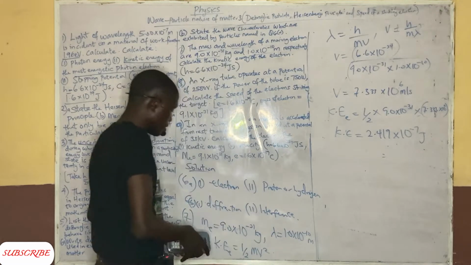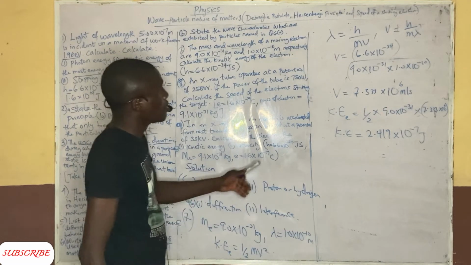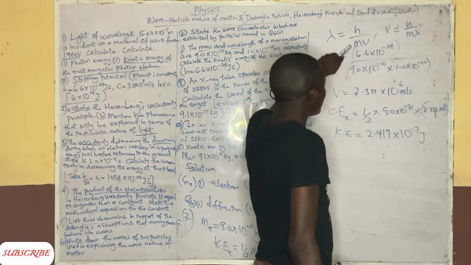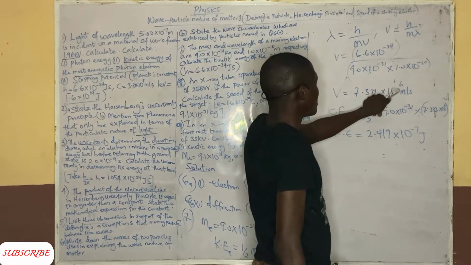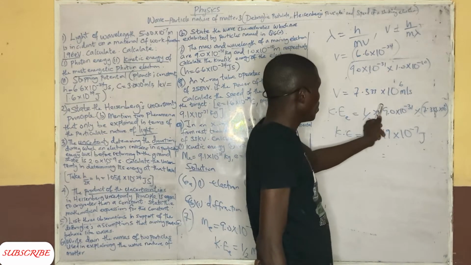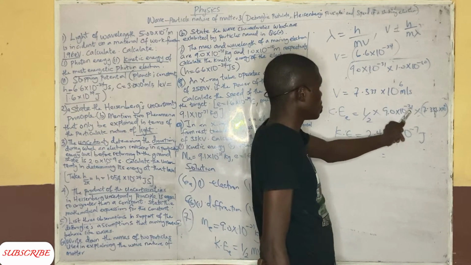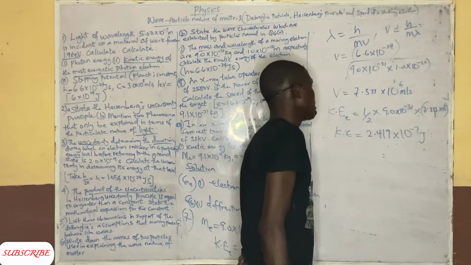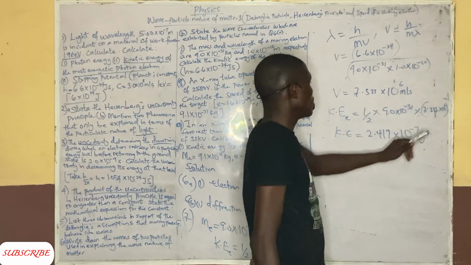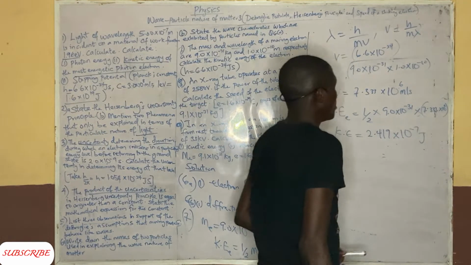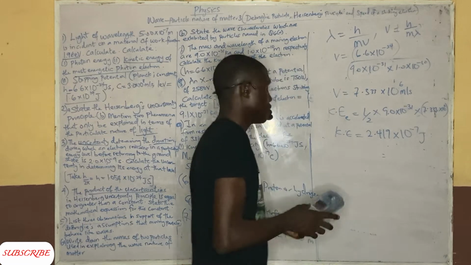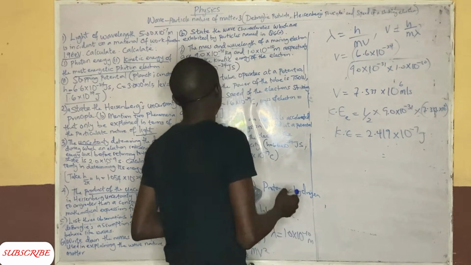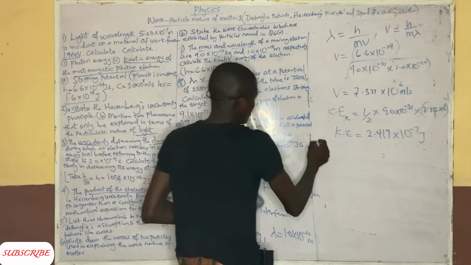So we calculate the velocity from the de Broglie postulate. We see that lambda is calculated from mv. So we get 7.33 times 10 to the power 6 meters per second. So 9.0 times 10 to the power minus 31 times 7.33 times 10 to the power 6, all squared, and then you divide it by 2. So we get 2.419 times 10 to the power minus 17 joules.